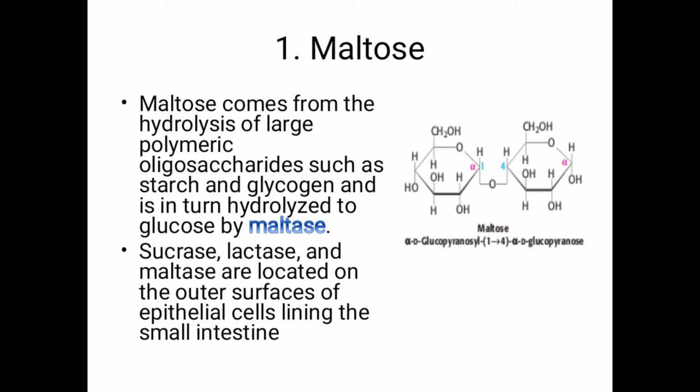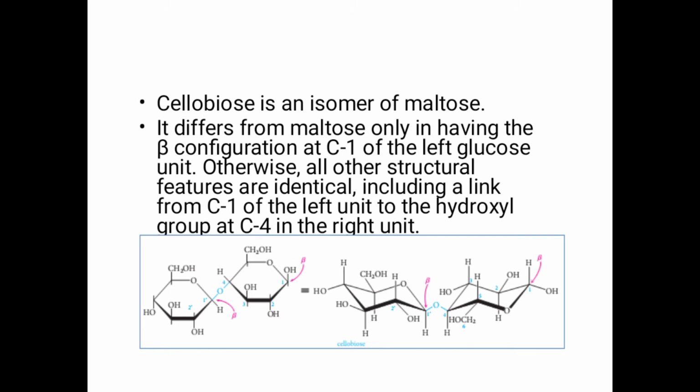Let us discuss the second one, that is cellobiose. So what is the difference between this maltose and this cellobiose? Cellobiose is an isomer of maltose. So maltose and cellobiose are isomers of each other. But what is the difference?